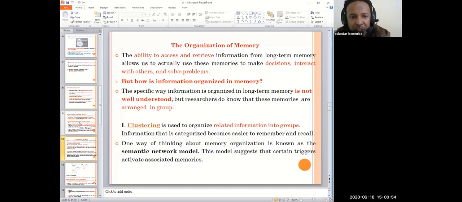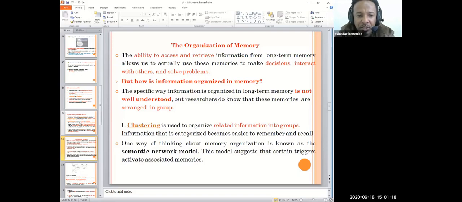The ability to access and retrieve information from long-term memory allows us to actually use these memories to make decisions, interact with others, and solve problems. But how is information organized? How is the information organized in the long-term memory?